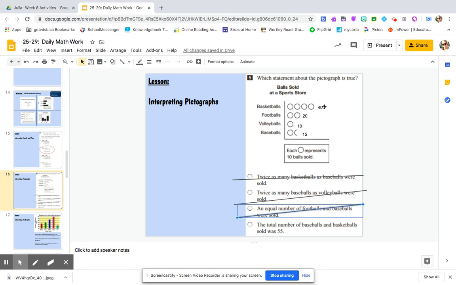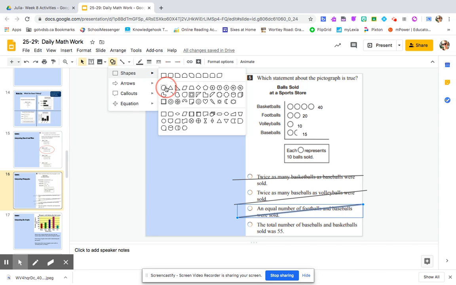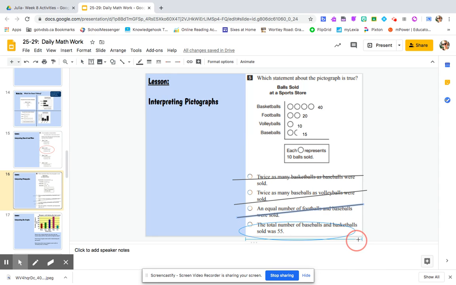Let's see. Basketballs, 40 plus baseballs, 15. 40 plus 15 does equal 55. So we can just show that that last one is correct. I am going to circle it.